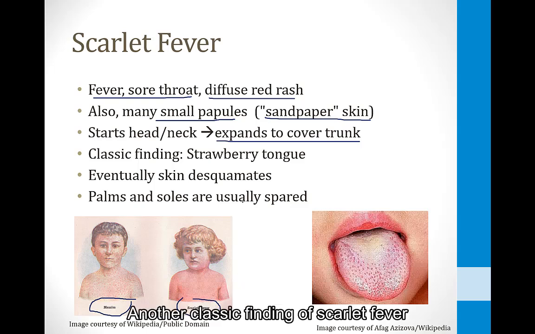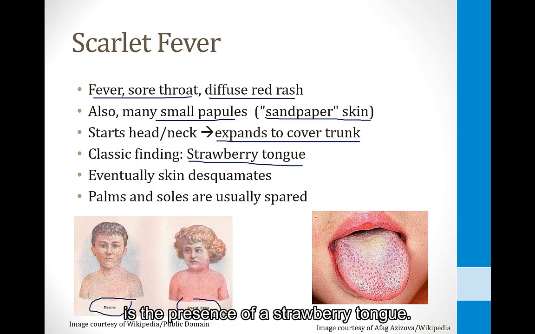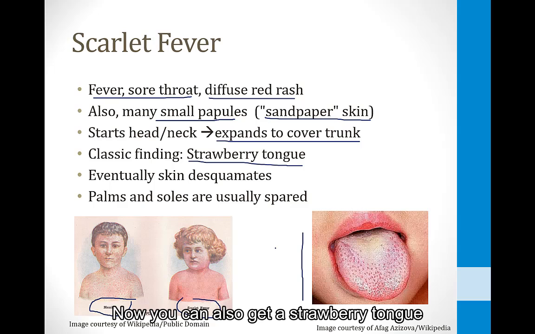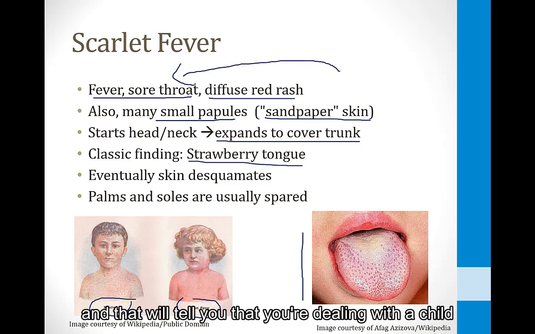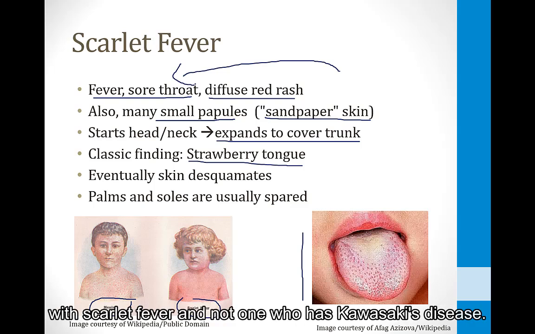Another classic finding of scarlet fever is the presence of a strawberry tongue. This is a picture of a strawberry tongue on the right side of the screen here. Now, you can also get a strawberry tongue in a vasculitis syndrome called Kawasaki disease, and Kawasaki disease also occurs in children and also has a rash. In real life, it can be difficult to tell scarlet fever apart from Kawasaki disease, but for purposes of a board question, always look for the presence of a sore throat, and that will tell you that you're dealing with a child with scarlet fever and not one who has Kawasaki's disease.